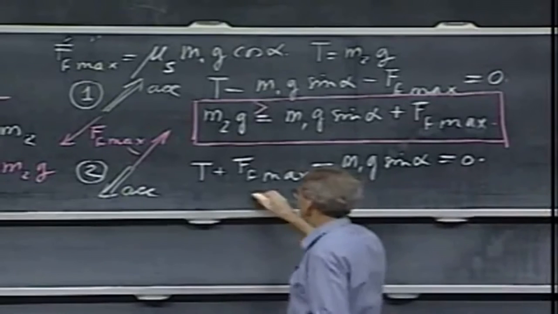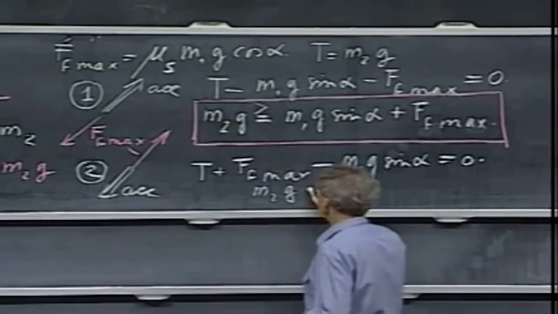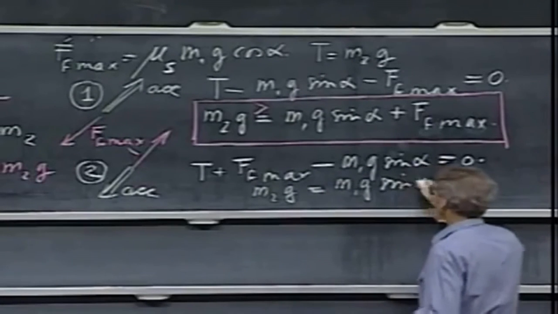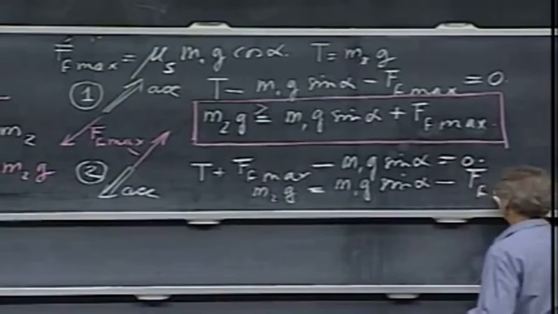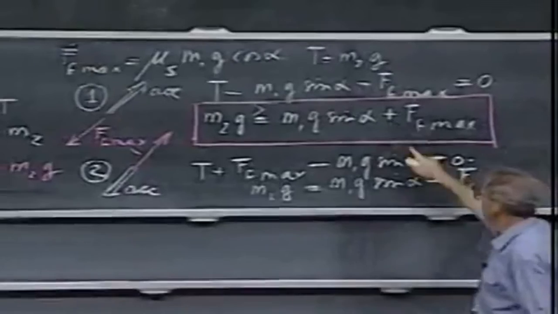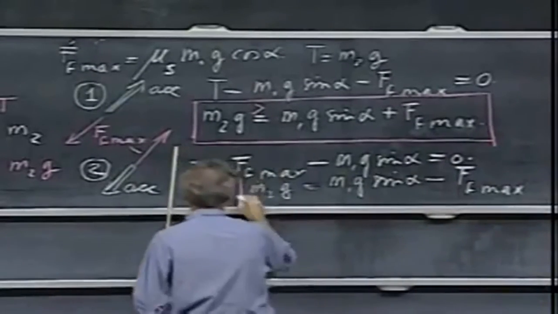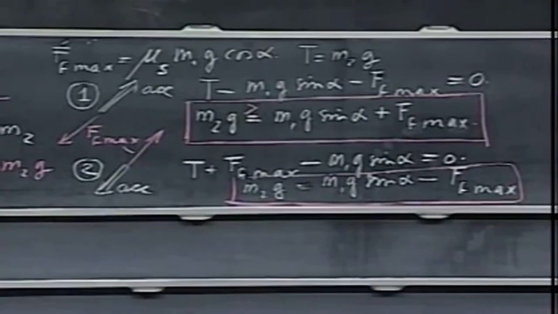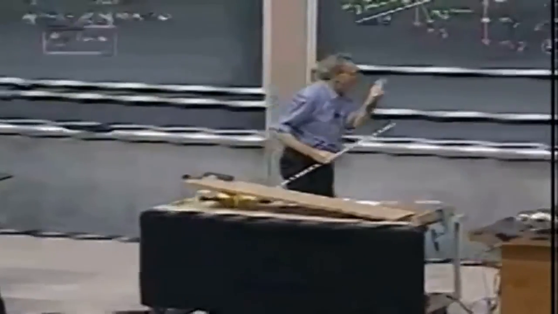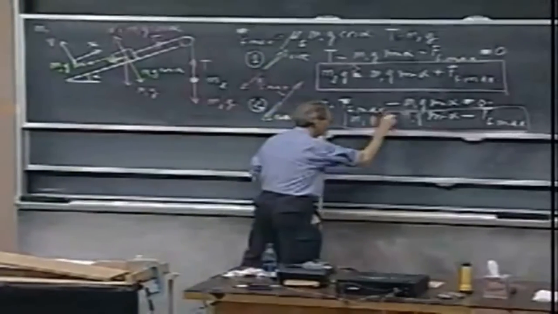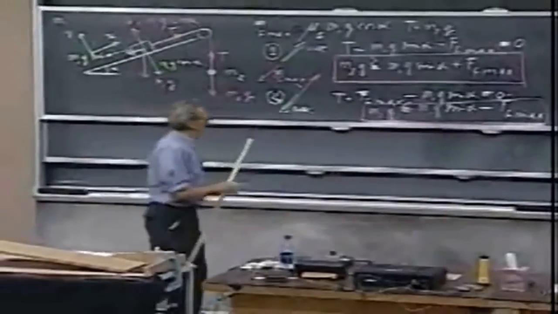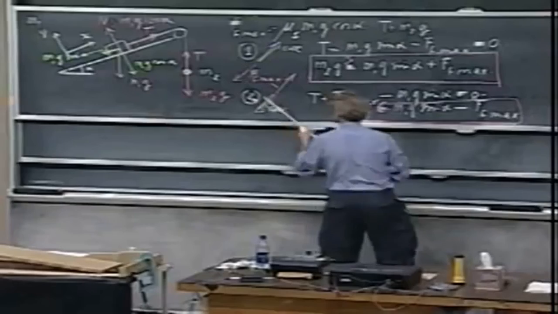We know that this is m2g. So m2g equals m1g sine alpha minus f max. Notice the difference. There's a plus sign here, there's a minus sign here. The object is still not moving, but if I make m2g a hair less, just a teeny little less, it will definitely start to accelerate downwards. So if I make this a smaller than sign, the object will start accelerating downhill. This is condition 1, this is condition 2.